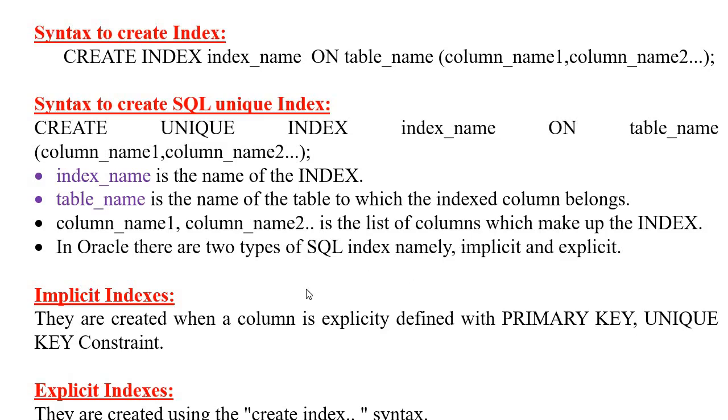There are two types of index, namely implicit index and explicit index. Implicit indexes are created when a column is explicitly defined with the primary key or unique key constraint, whereas explicit indexes are created using the create index syntax.